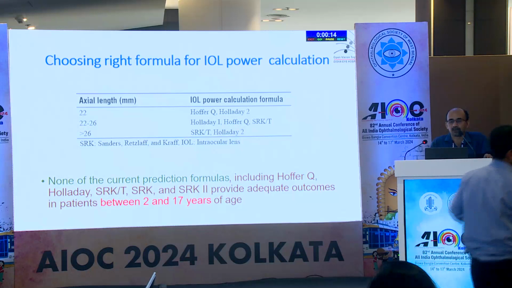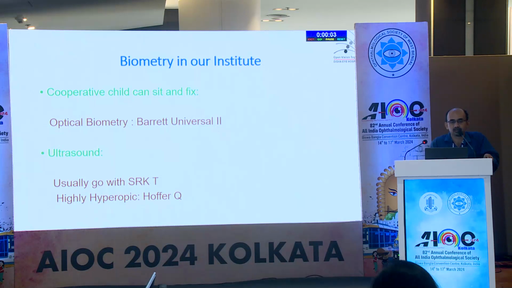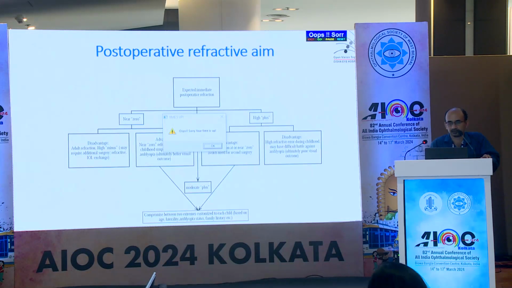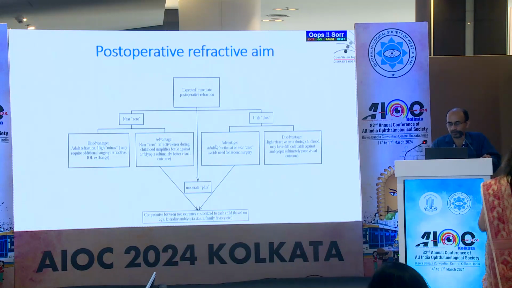Choosing the right formula for IOL power calculation is also a challenge, because these are all adult formulas, so they are not good for 2 to 17 years of age. In our institute, for a cooperative child, for optical biometry, sorry.